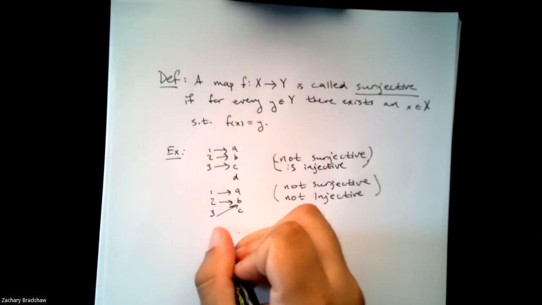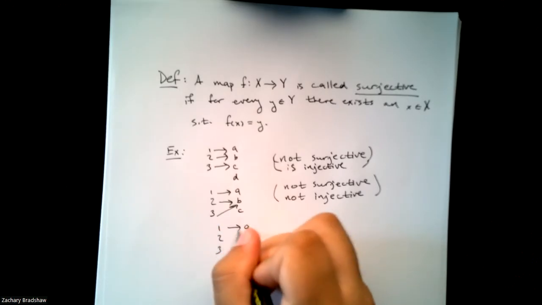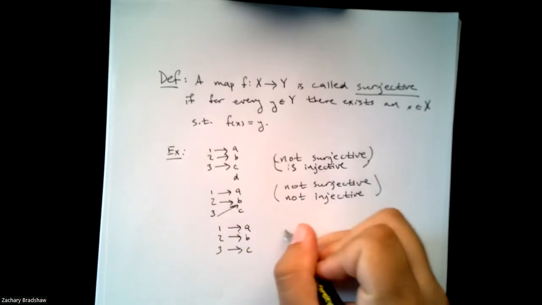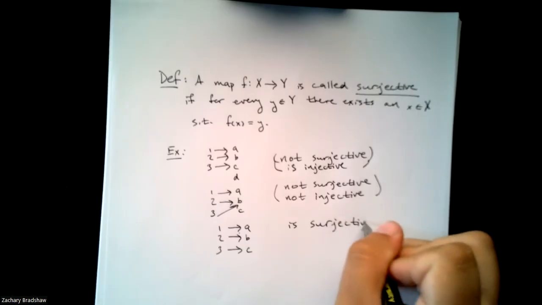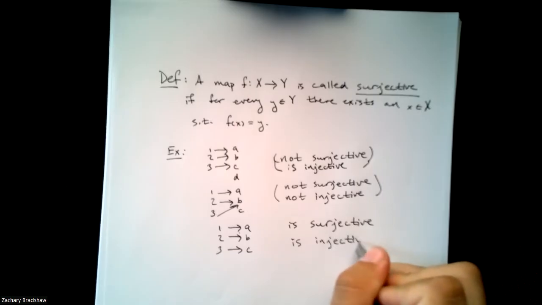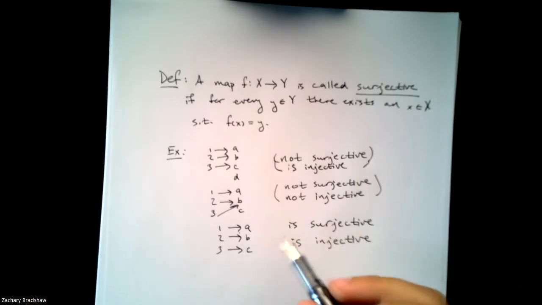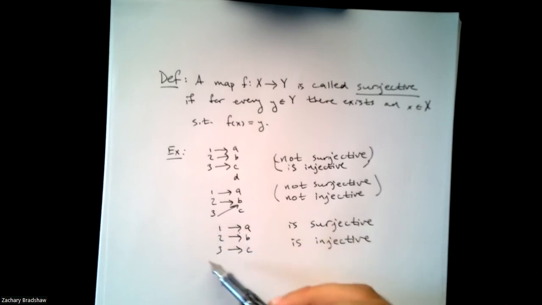And finally, let's take the map that just goes straight across, like so. This is surjective, and it also is injective. It's surjective because everything on the right gets hit by the function. So there's always a value in the domain which gets mapped to the value on the right. And no two values on the left get mapped to the same thing on the right. Okay.